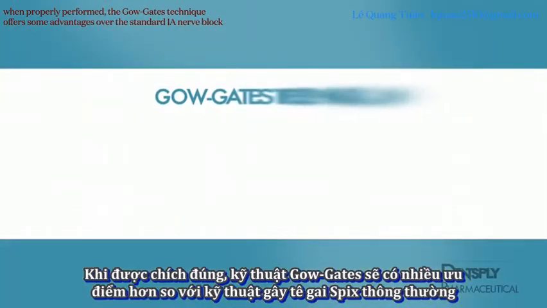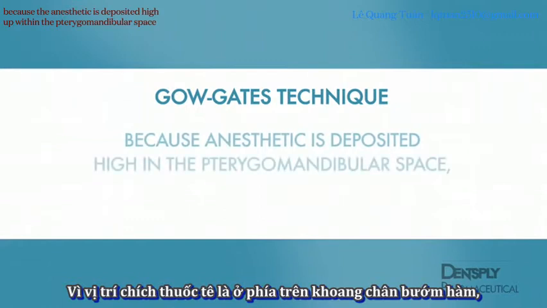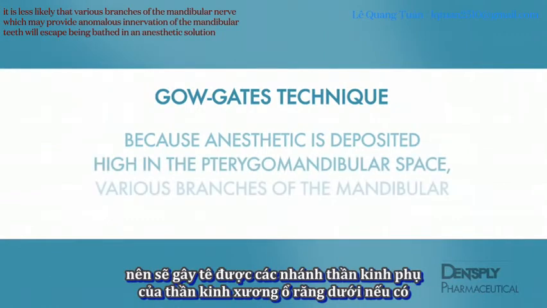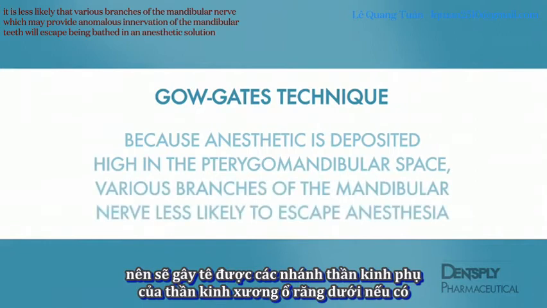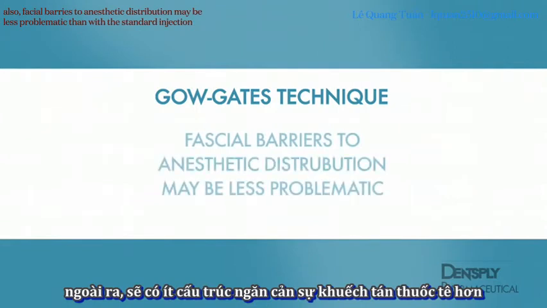When properly performed, the Gowgate's block offers some advantages over the standard inferior alveolar nerve block. Because the anesthetic is deposited high up within the pterygomandibular space, it is less likely that various branches of the mandibular nerve, which may provide anomalous innervations of the mandibular teeth, will escape being bathed in anesthetic solution. Also, fascial barriers to anesthetic distribution may be less problematic than with the standard injection.